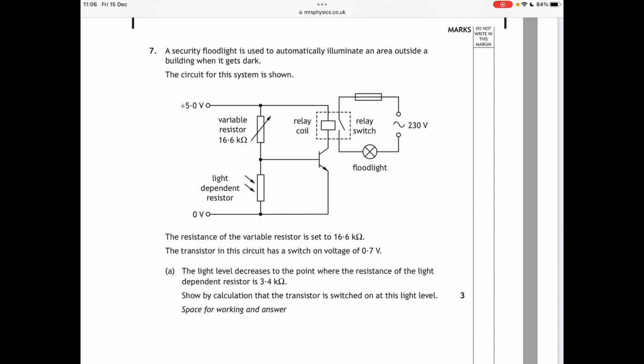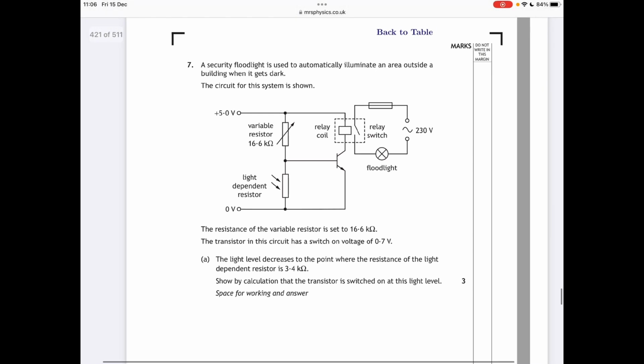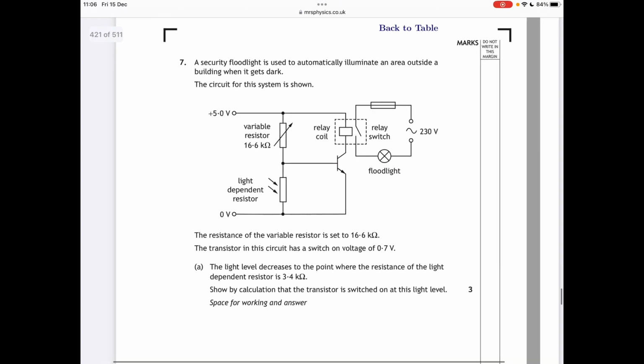Now, there's a few things in that. Where it says the transistor has a switch-on voltage of 0.7 volts, sometimes in a question they'll tell you that, sometimes it's expected you just know that. For an NPN transistor like we have here, the switch-on voltage is 0.7 volts. Now, there's a lot of information in that diagram, which we will come back to at some points throughout this question. However, right now, what we're going to do is hop over to our notes.